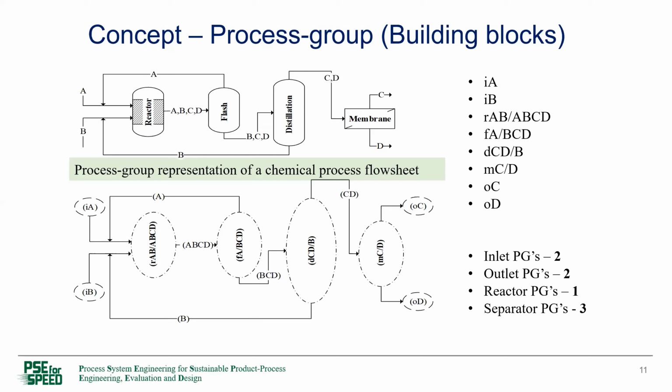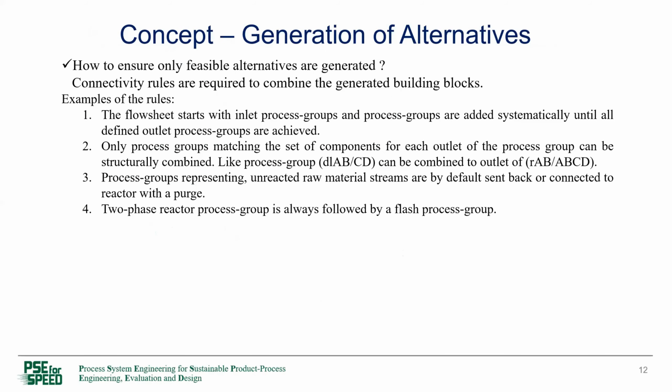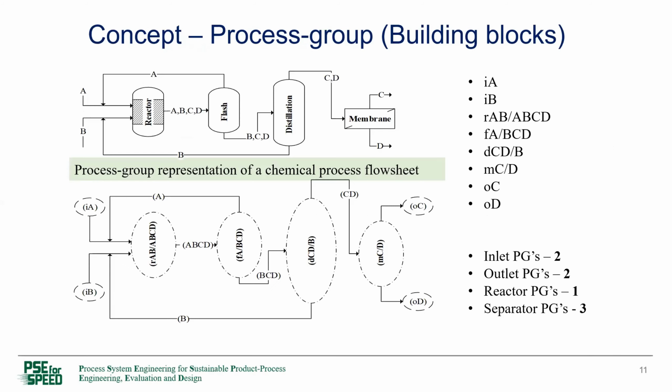Okay, so the next step: how do we generate alternatives? If for the separation of 4 compounds we have flash, but we also have other ways to separate 4 compounds, and other ways to separate 3 compounds, and other ways to separate 2 compounds, then we generate all kinds of flow sheets.